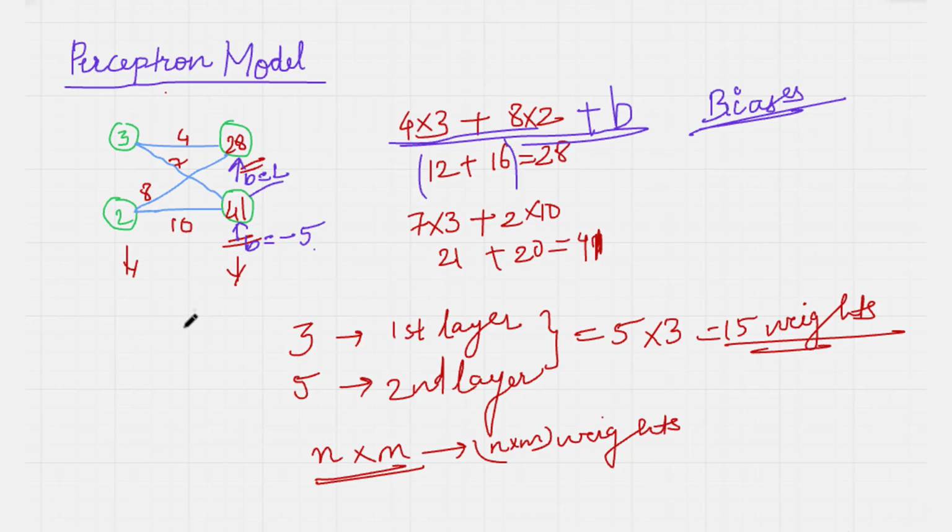Now after adding this bias, what will happen is my value will change from 28. 28 plus the bias I have added, which was nothing but 1.